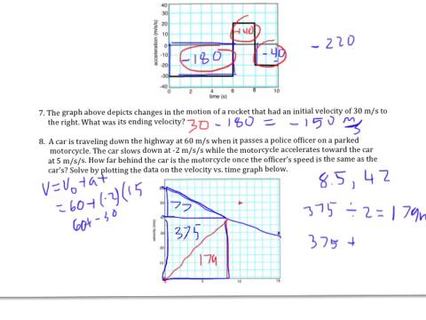So I'm going to add those two together. 375 plus 77 is 452. So the car went 452 meters, while the police officer went 179. So I'm going to take the difference between them. I'm going to say 452 for the car minus 179 for the officer is 273 meters. That's how far behind the car we are.